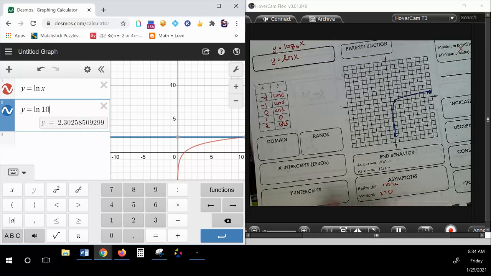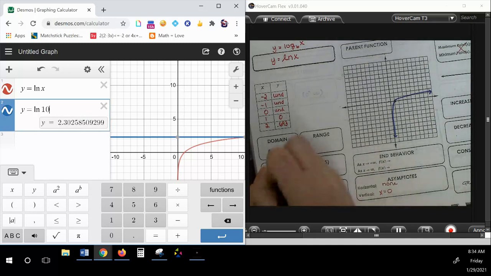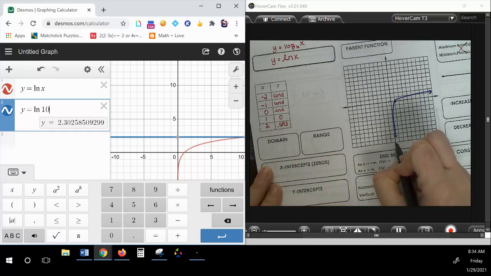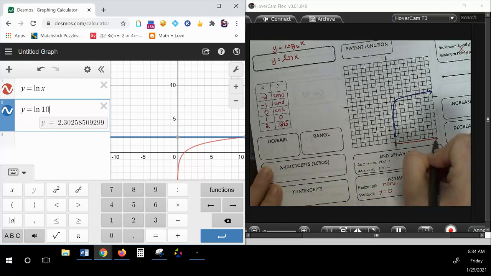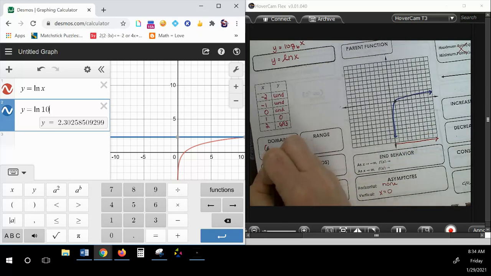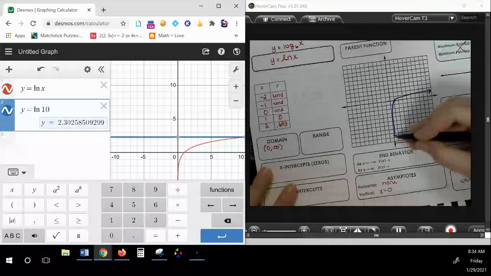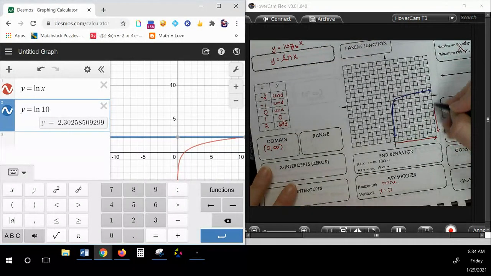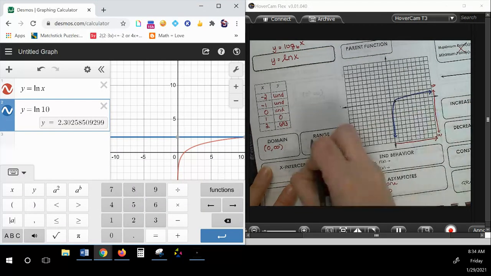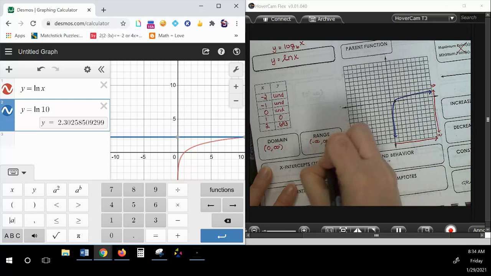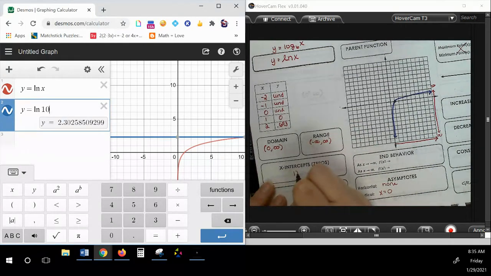The domain begins here and goes all the way to here, but 0 is not included, so parentheses 0 to infinity. The range starts here and goes all the way to here. Arrows on both ends mean negative infinity to infinity. The x-intercept is at (1, 0), but there's no y-intercept.